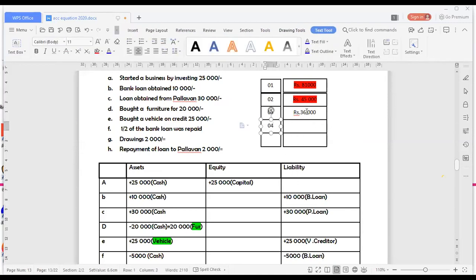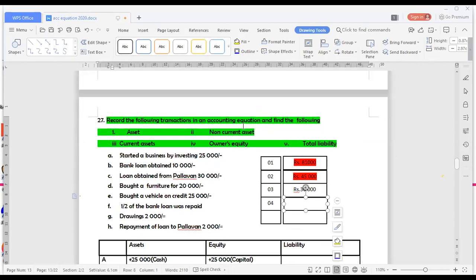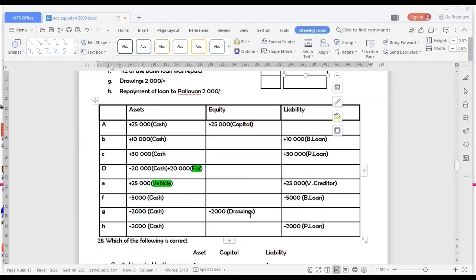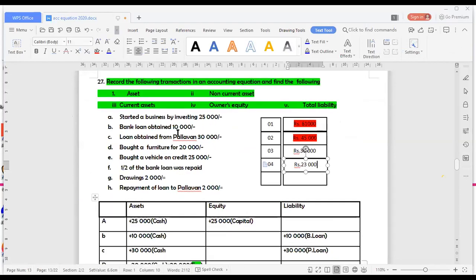Fourth question. Let's see the fourth question answer. Fourth question is owner's equity. So if you see the equity column, you have only 2 entries in that. 25 plus 2 minus, so the answer is 23,000 rupees. Got it, my dear? Understand? Right. What's the last question?